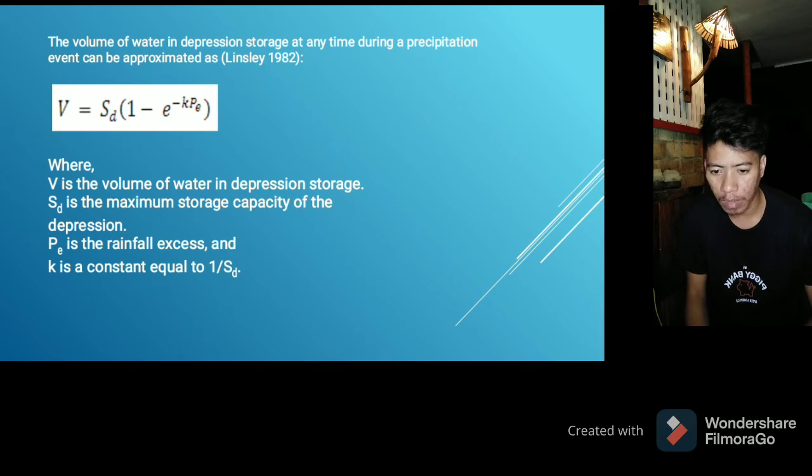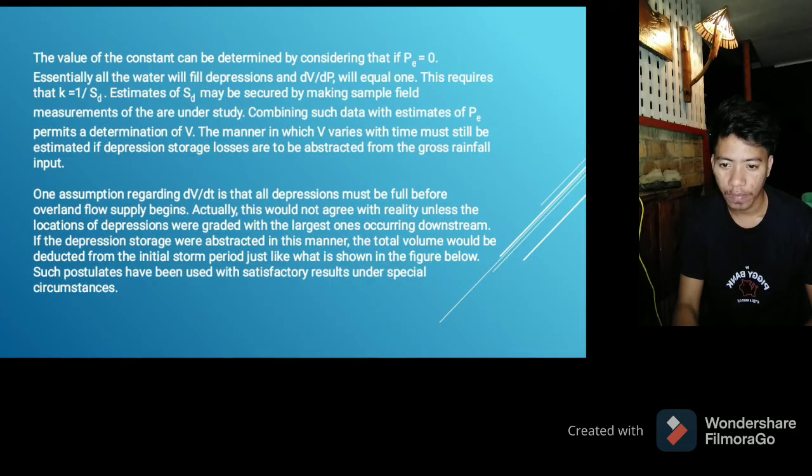SD is the maximum storage capacity of the depression, PE is the rainfall excess, and K is a constant equal to 1 over SD. The value of the constant can be determined by considering that if PE is equal to 0, essentially all the water will fill depressions and dV over dP will be equal to 1. This requires that K is equal to 1 over SD. Estimates of SD may be secured by making sample field measurements of the terrain under study. Combining such data with estimates of PE permits a determination of V.